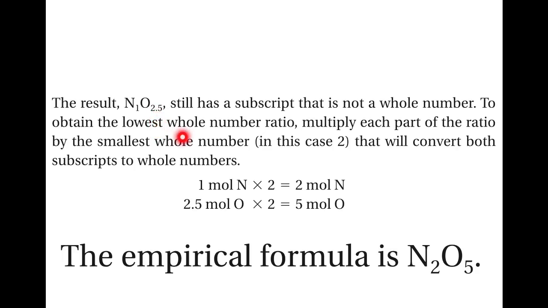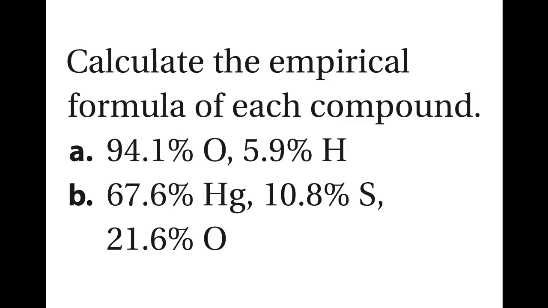Again, the lowest whole number ratio is what the empirical formula tells you. So in this case, I have 2 moles of nitrogen and 5 moles of oxygen, so the formula will be N2O5. Does that make sense? Hopefully it does. So here's an example of a problem that you can do.